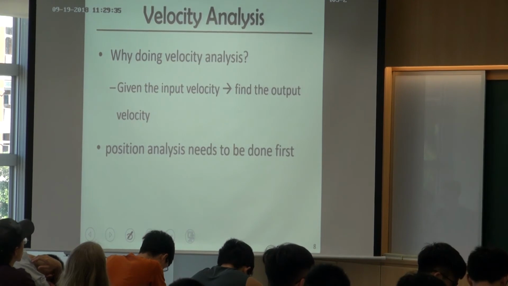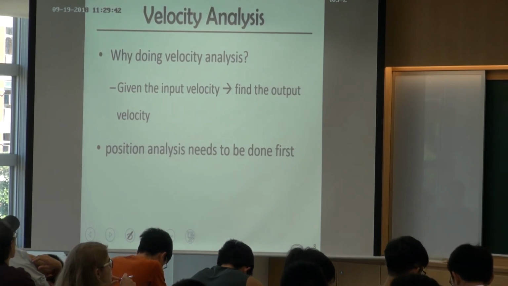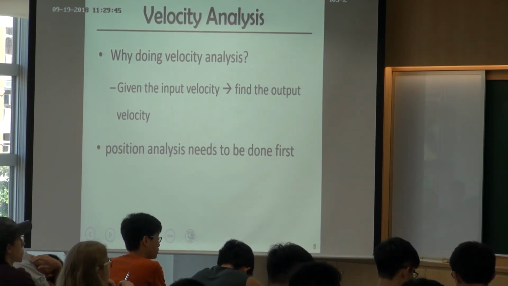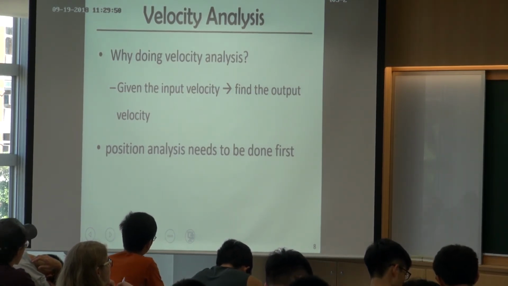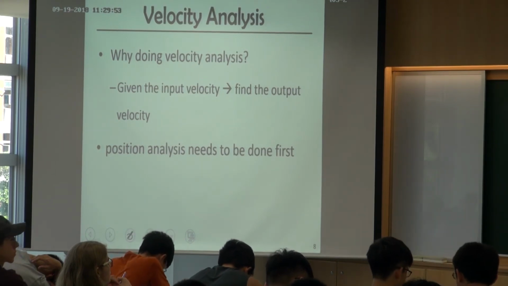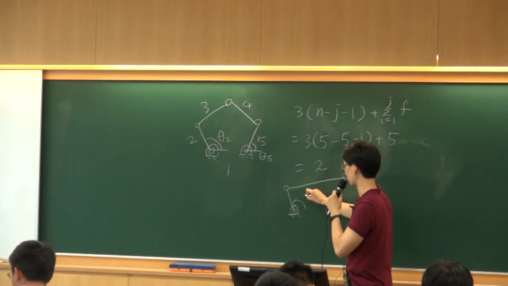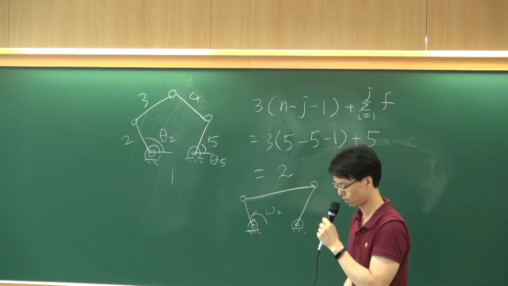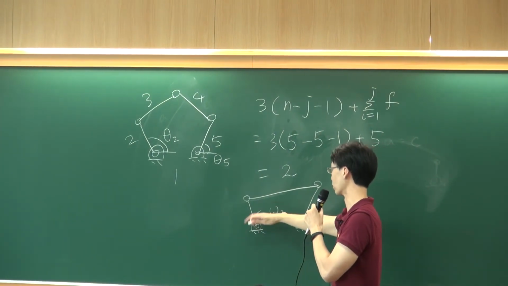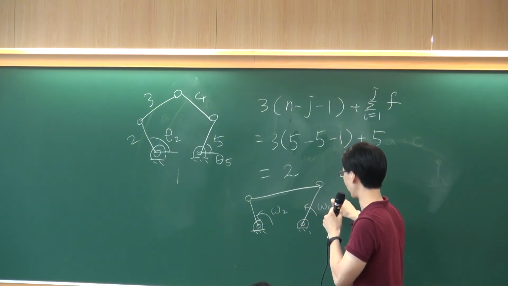But first, we want to know why we are doing velocity analysis. The velocity analysis helps us to determine the velocity of a linkage. For example, this 4-bar mechanism, I just drew a random one. Usually, one example is, suppose I drive this bar with a certain velocity, I call it omega 2, a constant velocity. But I may want to know the velocity of this output.